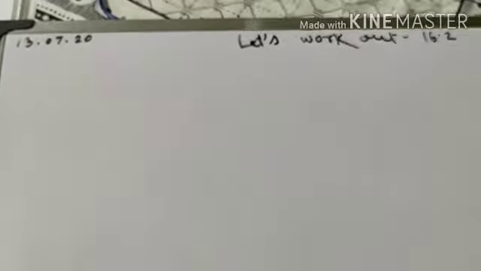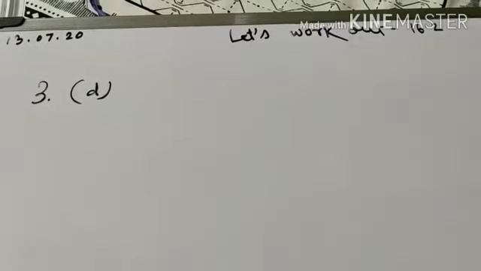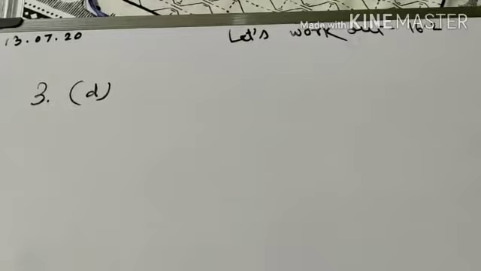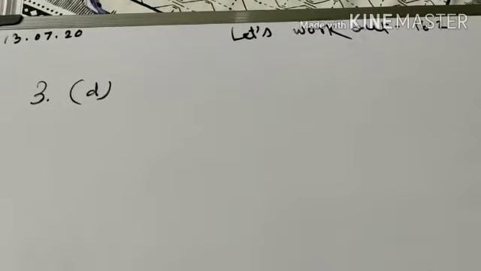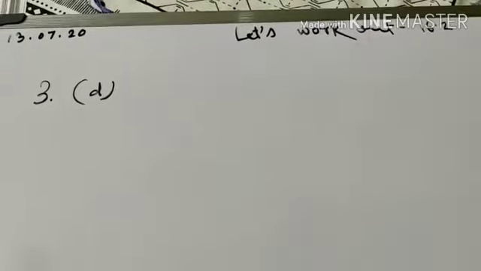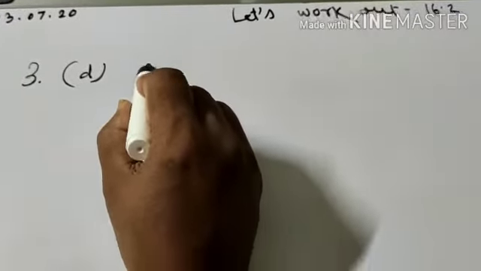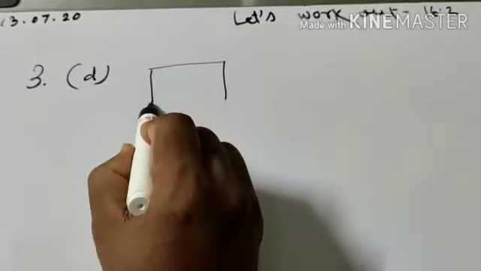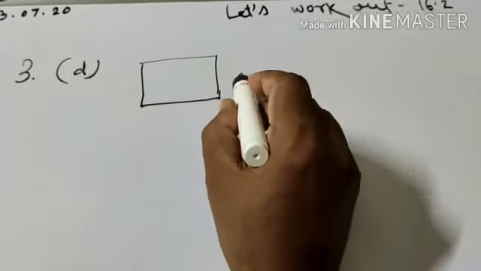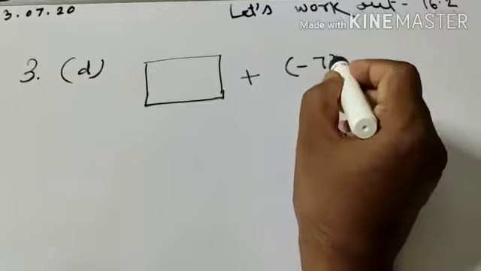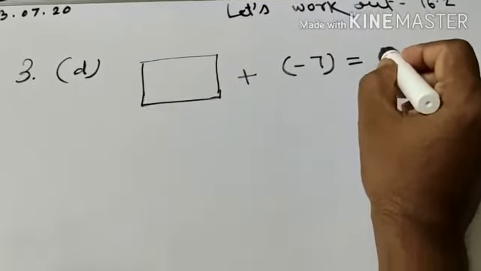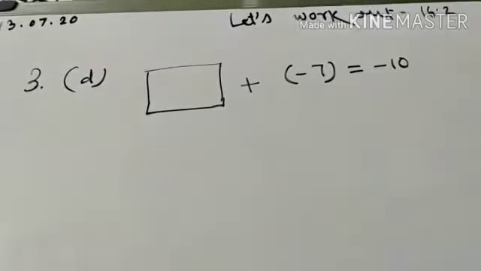Now we solve question number D of part 3. Here the question is, let's put the number in the blank space. Question is, here is a box, plus of minus 7 equals to minus 10.